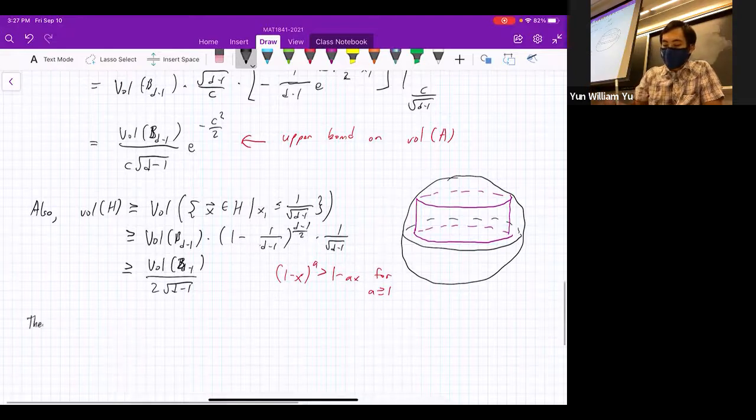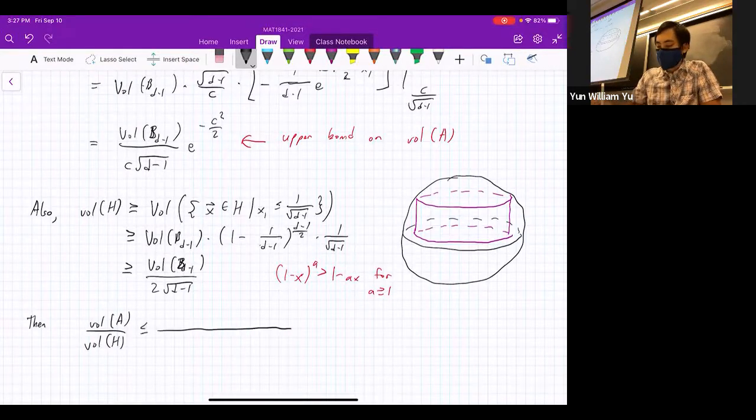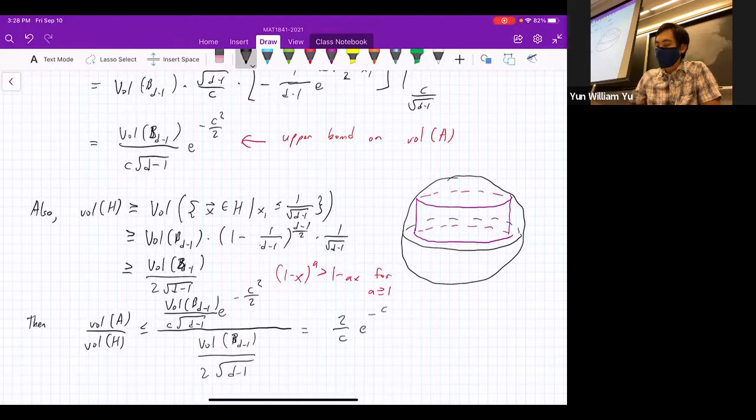So then we know that the volume of A divided by the volume of H is less than or equal to, when you plug all these things in, it gets a little bit messy, but we've arranged things to cancel out nicely: e to the minus c squared over 2 over the volume of B sub d minus 1 divided by 2 times square root of d minus 1. And what you end up getting is 2 over c times e to the minus c squared over 2.